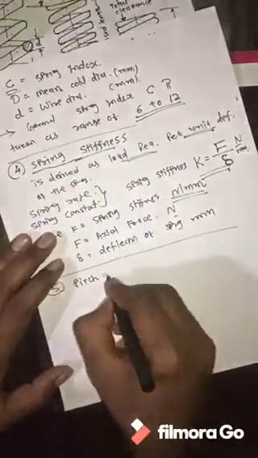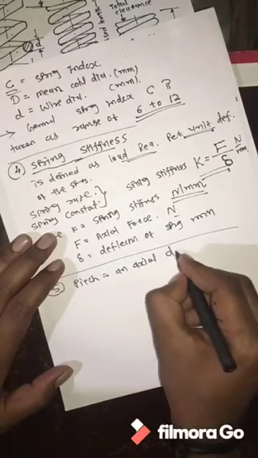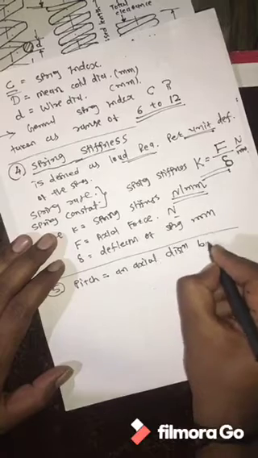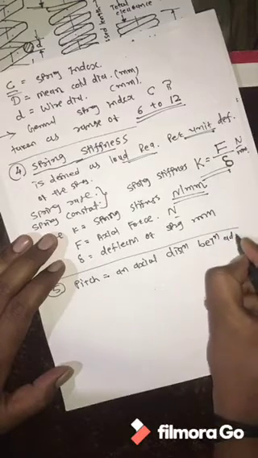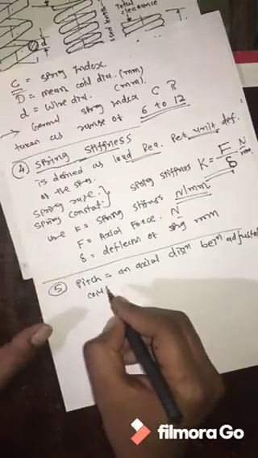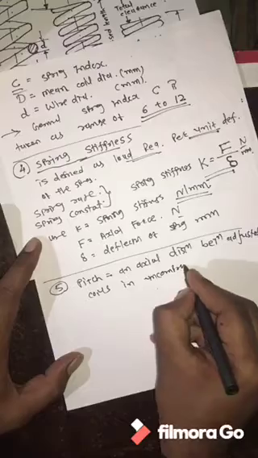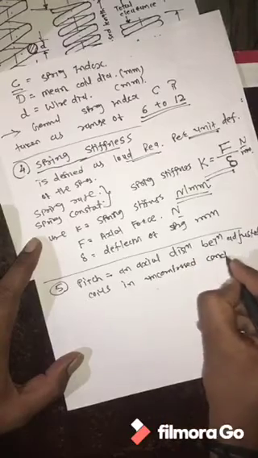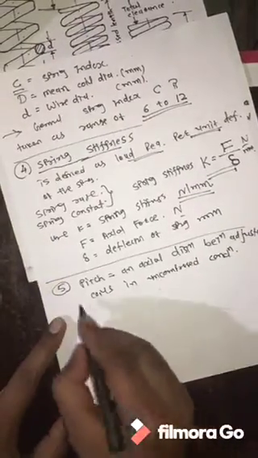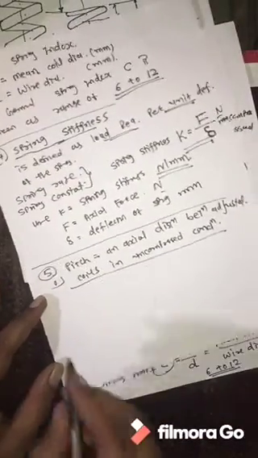So an axial distance between adjacent coil in uncompressed condition is called pitch. It's so simple. Next one is inactive coil.